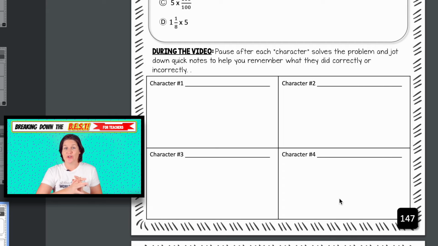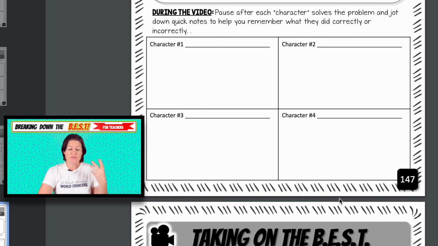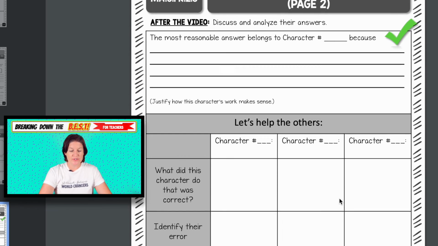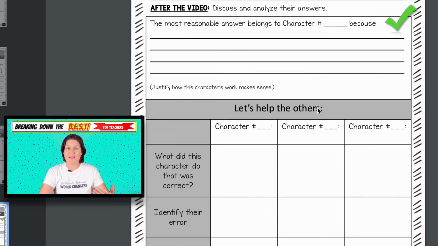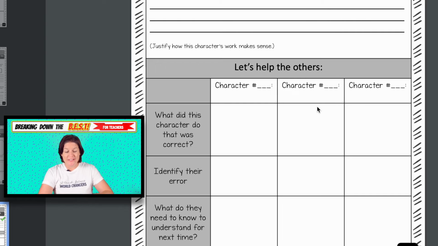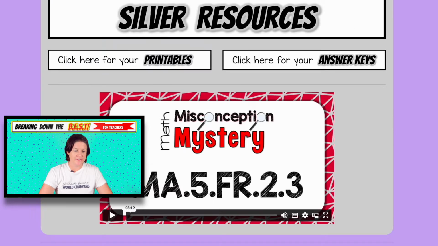3 of the characters are going to make a mistake that students commonly make, and only 1 character will solve it correctly. After they watch all the 4 characters, they'll fill out their detective report on page 2. And this really is a fun way to get your students talking and thinking and listening and reasoning with error analysis. So that is awesome.